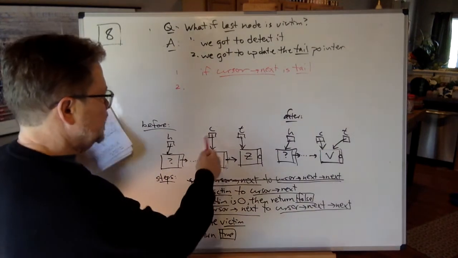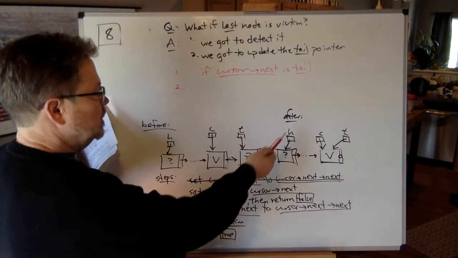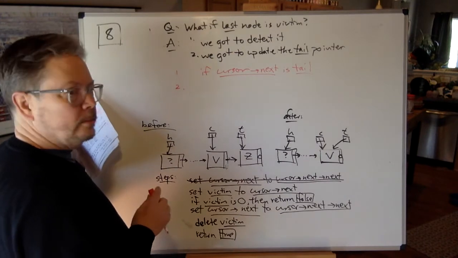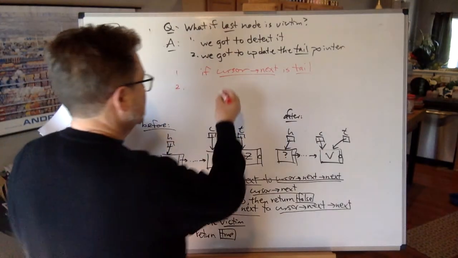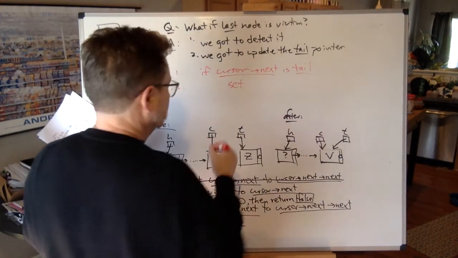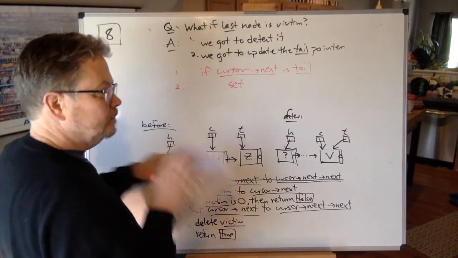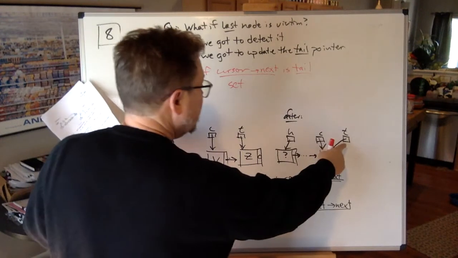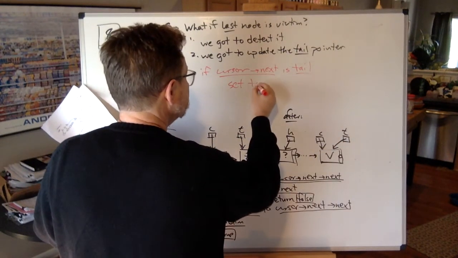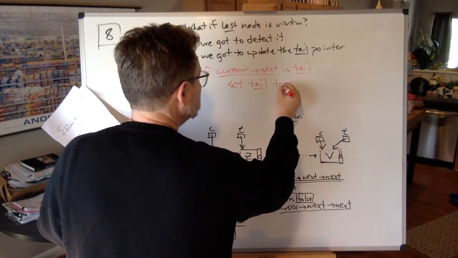If cursor arrow next is tail in the before picture, then we need to update the tail pointer to be cursor. You know what, I almost said set cursor to tail. Bad, professor. Set tail, that's the one we're updating. Set tail to cursor.